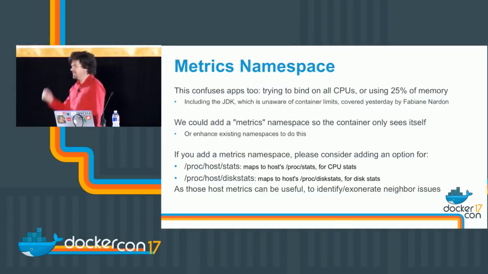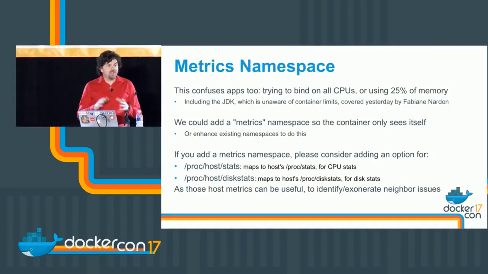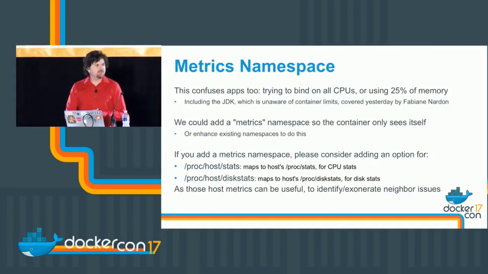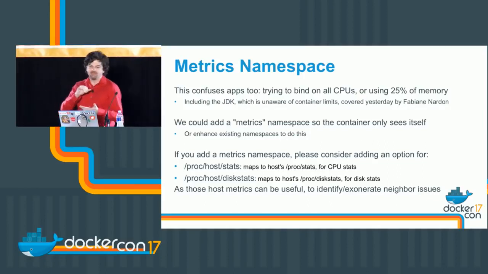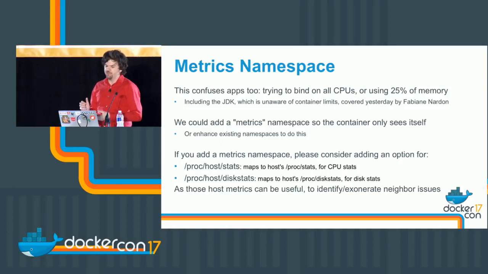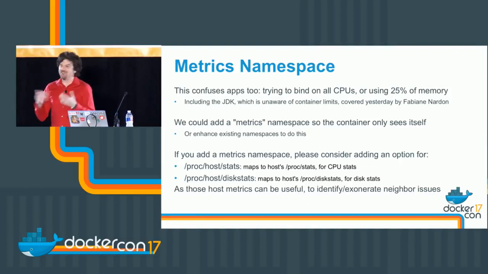We could fix this by adding a metrics namespace, for example. And that might help with applications too. If you saw the Java talk yesterday, it was covered how Java can get confused about trying to eat 25% of visible memory, yet the container has a cap, so Java ends up being killed.